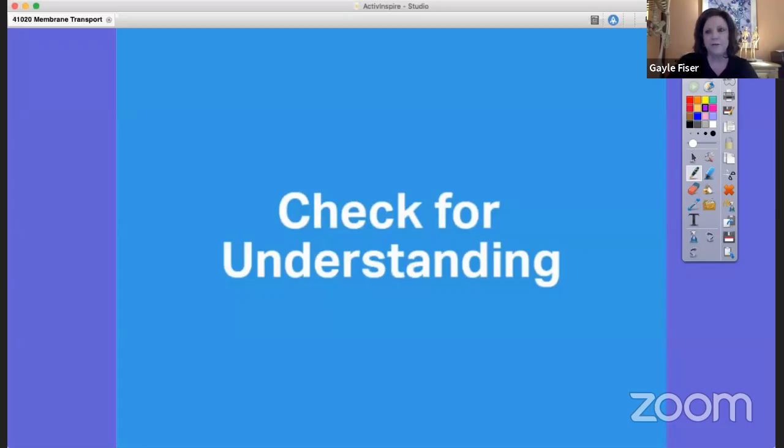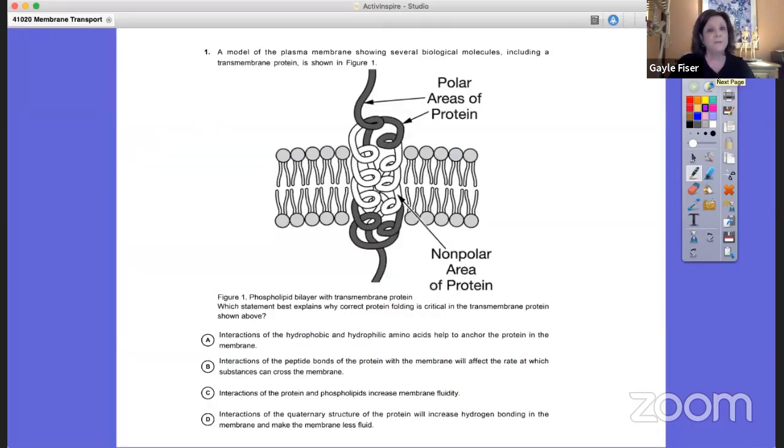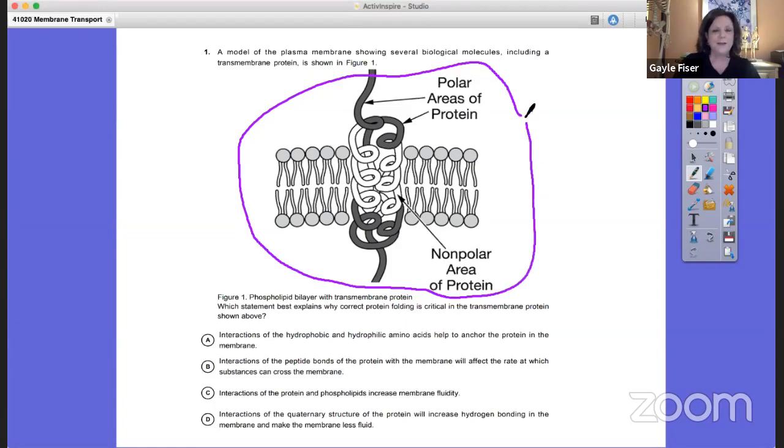All right, we're going to check for understanding. These are the multiple choice to make sure that you understand the content. All right, so we've seen this diagram before. Okay, right? So you already know. And this is a model of the plasma membrane showing several biological molecules, including a transmembrane protein. All right, and let's see this.